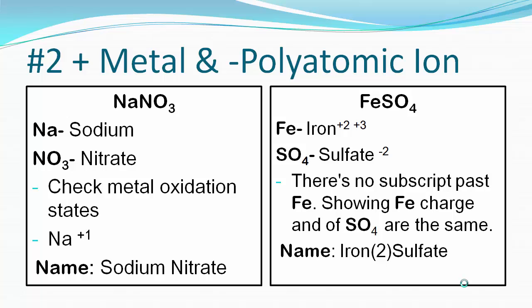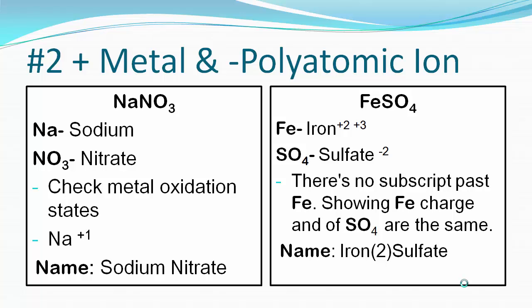The third one is check the metal for multiple oxidation states. But when you check Na, there's only 1 oxidation state, which is plus 1. So that's done. There's nothing more to check, and there's no number involved in this compound, so it's simply sodium nitrate.